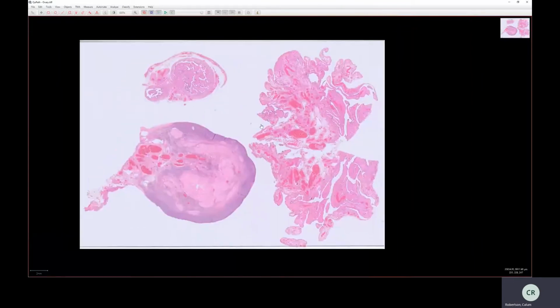Anyway, it's beyond the remit of this video to go into the details of that, but hopefully you've got a general overview at least, and you know where to start when you look at a section of ovary or fallopian tube. We're going to move on now to the next section, where we're going to look at the uterus and endometrium.